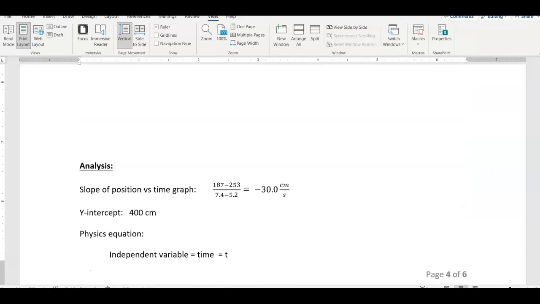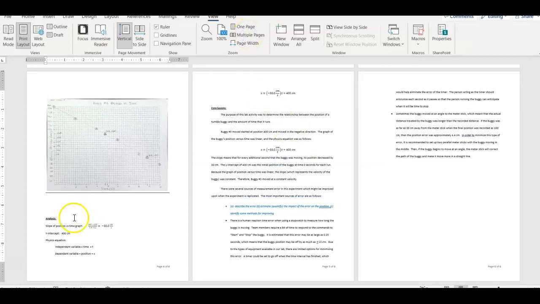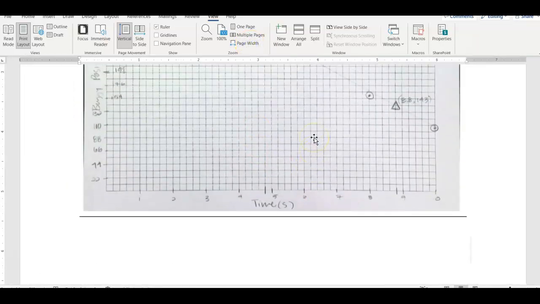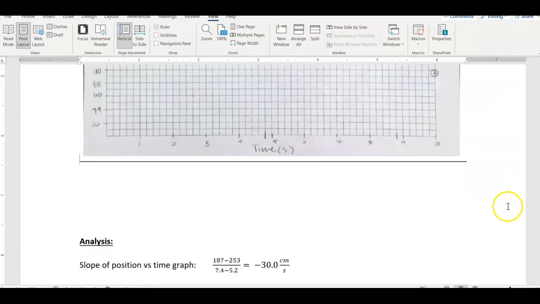Okay, then below that is the place for the analysis, and here's where I'm calculating the slope of my graph. Notice in my example I have a negative slope because I'm going in the negative direction, and so I have taken these 2 points. I've labeled the coordinates of these 2 points identified by triangles because those are the 2 points that I'm using to calculate the slope. Okay, they are not my original data points.